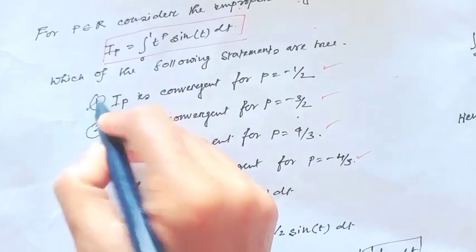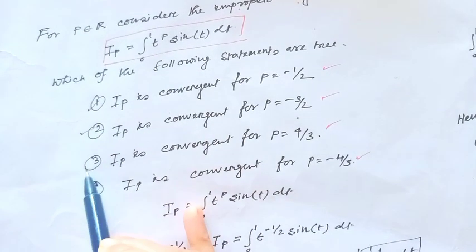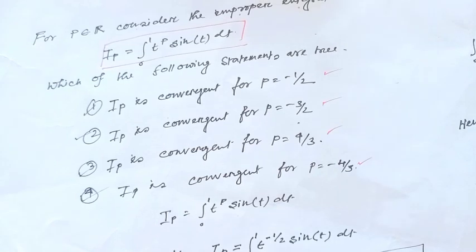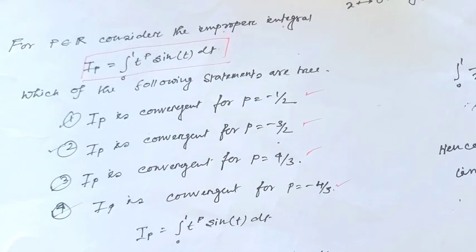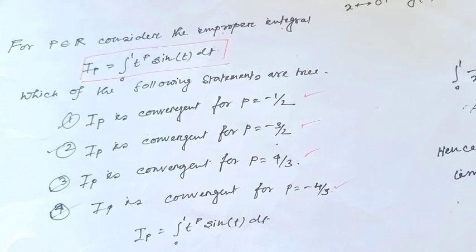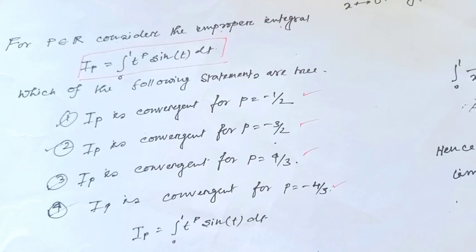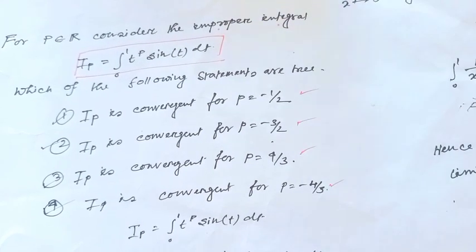So the right options are option 1, option 2, option 3, option 4, all are right options. I hope all my viewers have understood this question. This is a very interesting question and a very easy type of question. Today I will stop here. In my next video, I will discuss another method for improper integrals.